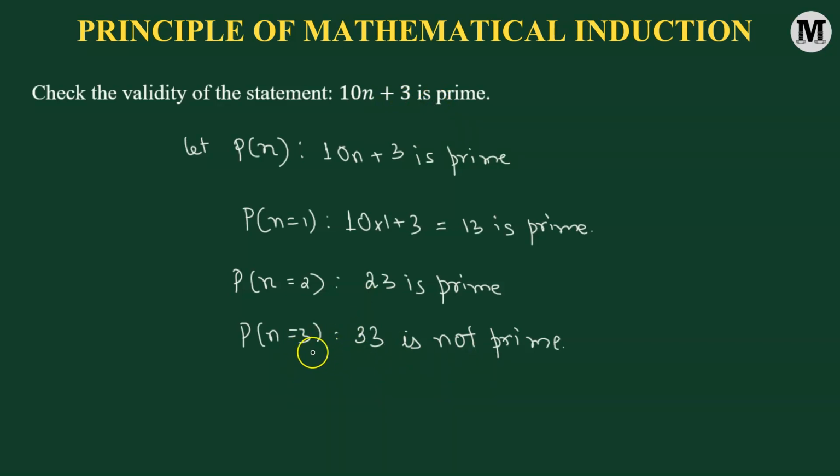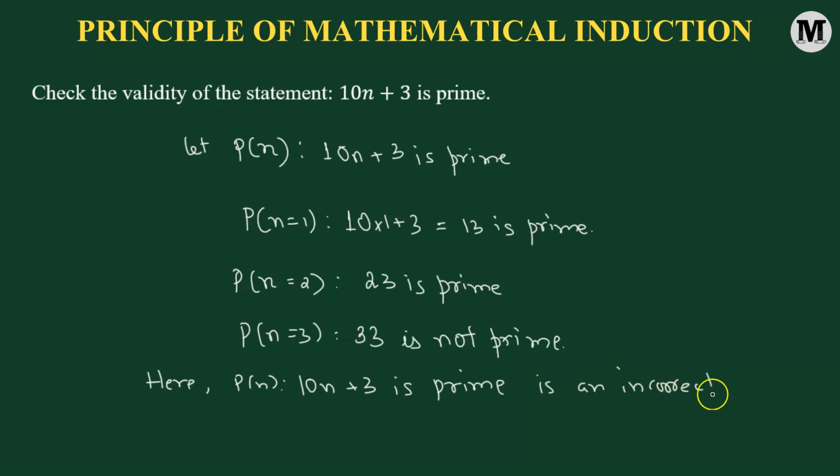Since it's not satisfied for one value of n, which is n equal to 3, we are going to stop here and we'll say that the statement P of n, such that 10n plus 3 is prime, is an incorrect statement. That means that this is not a true statement. So that's how we check the validity of a given statement.